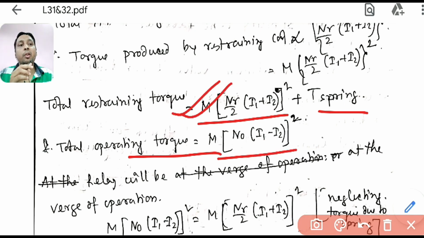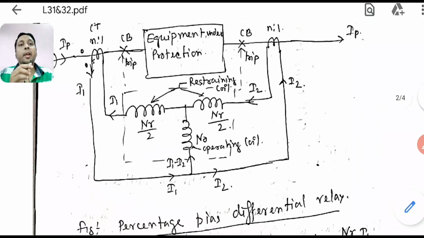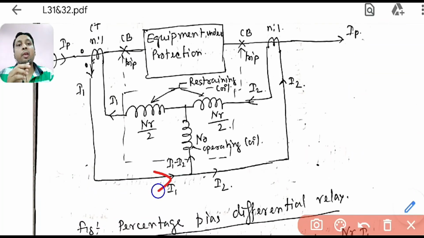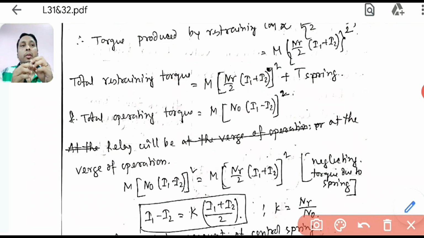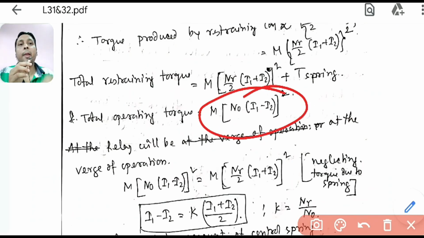And what is the operating torque? You see the drawing, your operating current remains the same. I1 is coming, I2 is coming. So what is the current flowing through this? The spill current is I1 minus I2. So this is the operating torque. It remains the same. This is the operating coil. So the torque produced by the operating coil is K into N0 into I1 minus I2, whole square. Now the relay will be at the verge of operation, that is, supposed to operate. At what point will it start operating? When your operating torque is equal to the restraining torque.